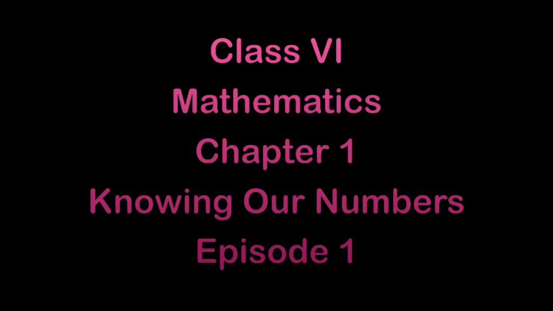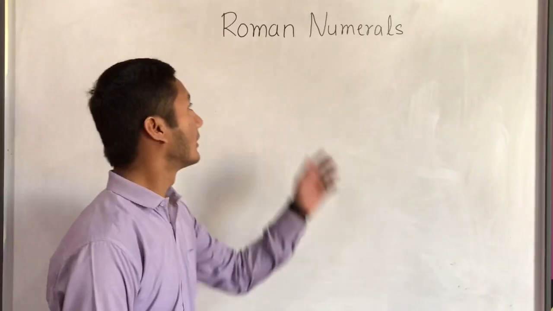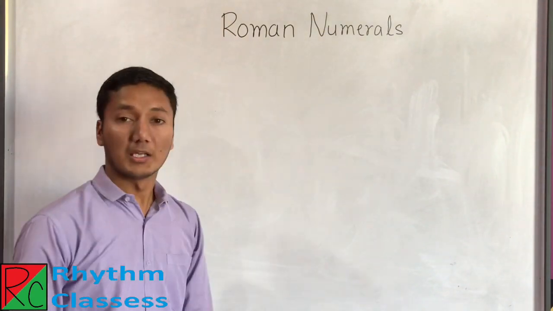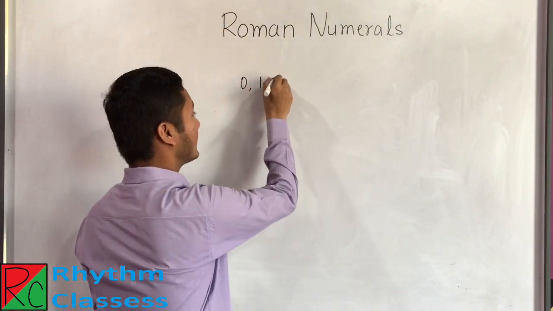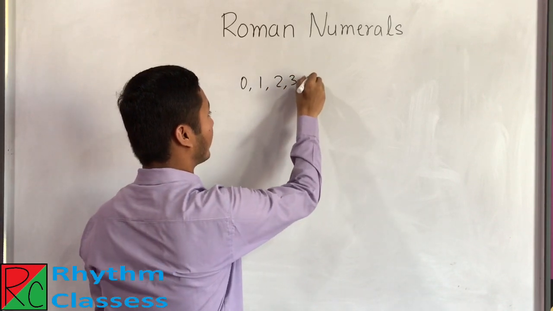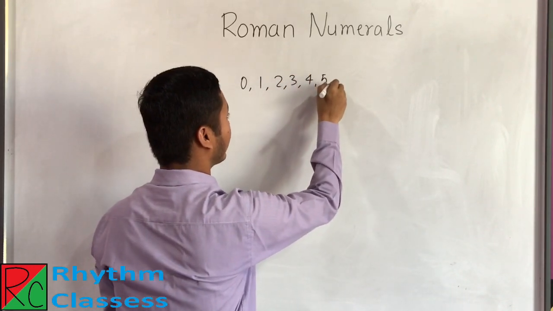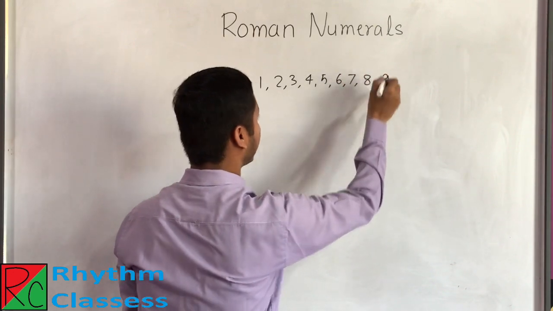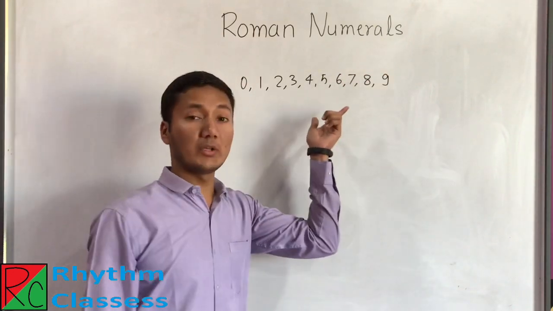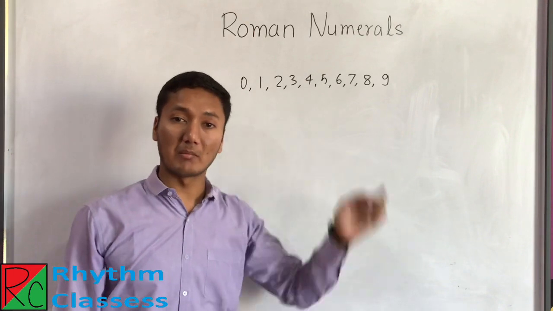My name is Arvind Singh and today our topic is Class 6 Mathematics Chapter 1, Episode 1, Roman Numerals. Students, we know numerals like 0, 1, 2, 3, 4, 5, 6, 7, 8, 9. These are the numerals which we use in writing numbers.